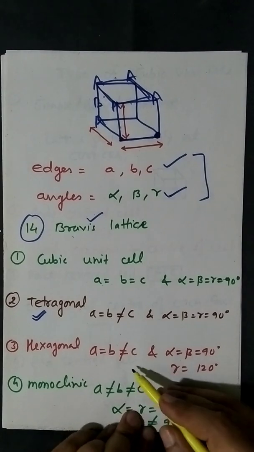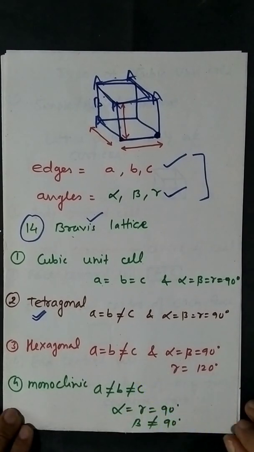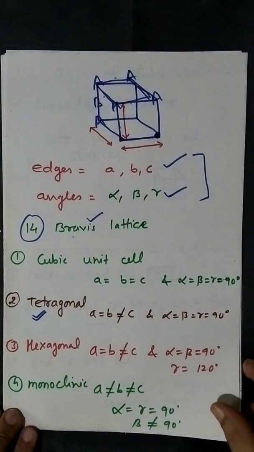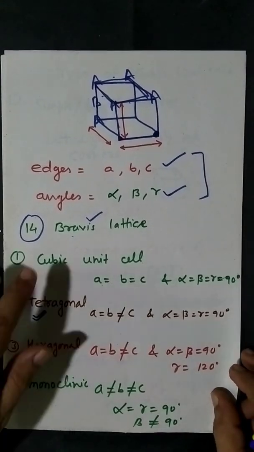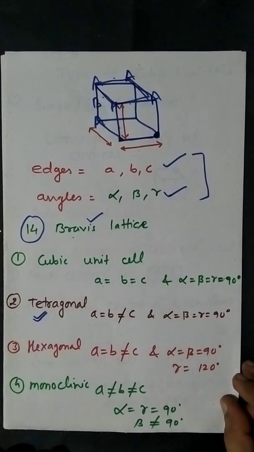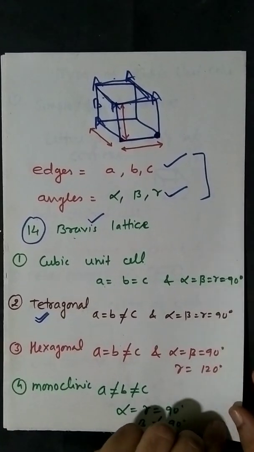Similarly, you can remember for hexagonal and monoclinic unit cell. There are 10 more types of unit cell, but no need to memorize all this. These are four common types of unit cell. In our syllabus, you have to remember only the cubic unit cell.